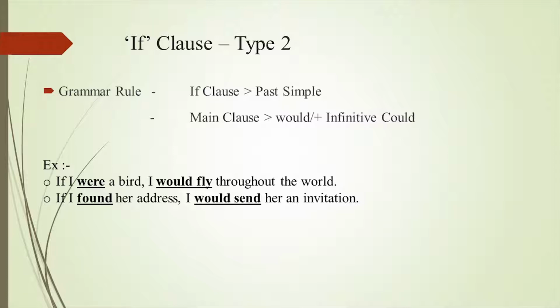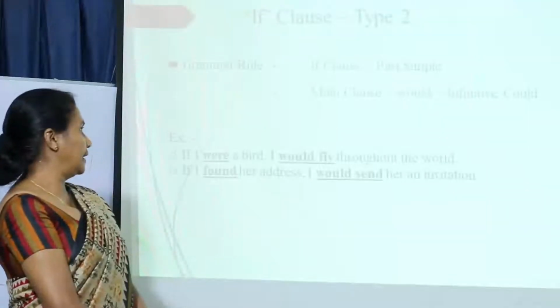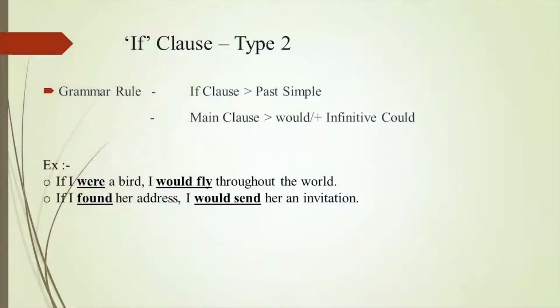Here there is a mistake on the slide. It should become would or could plus infinitive. An example is given there: if I were a bird, I would fly throughout the world. This is used in imaginary situations, so it is very clearly understood. We can never be a bird.